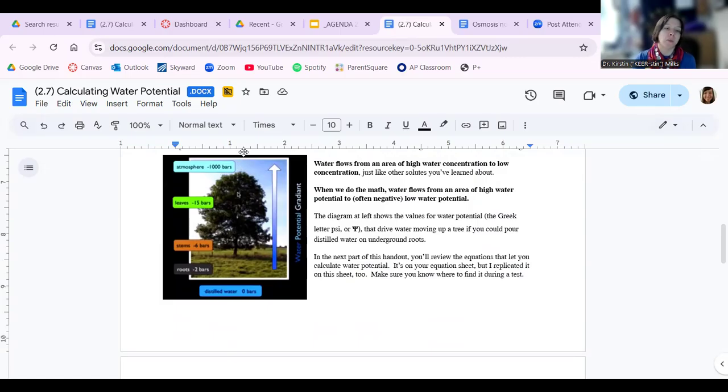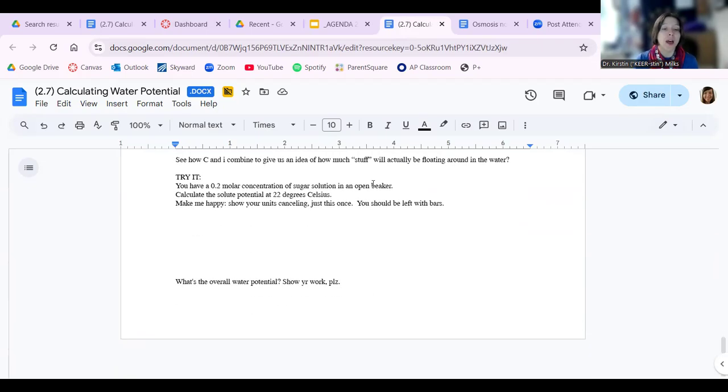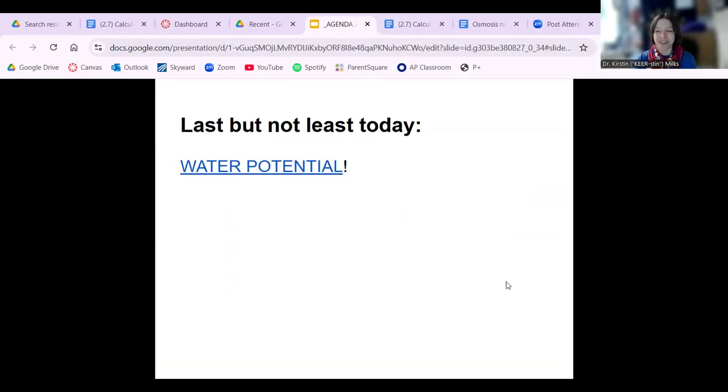And it helps me to remember that distilled water is 0 bars of water potential and moves up. If this is confusing, watch Paul's video. He's going to explain it for you. And there is a quick problem at the end. You're not turning this in, but it is a really, really useful tool to understand this tricky topic.